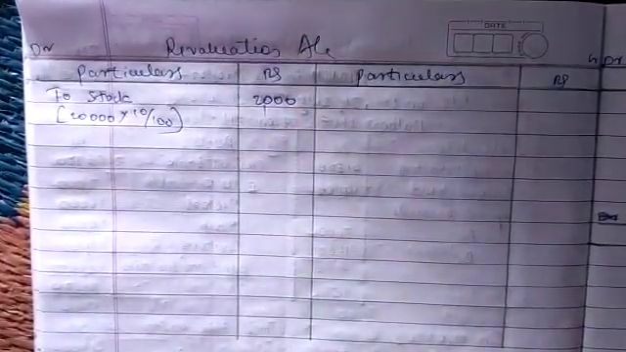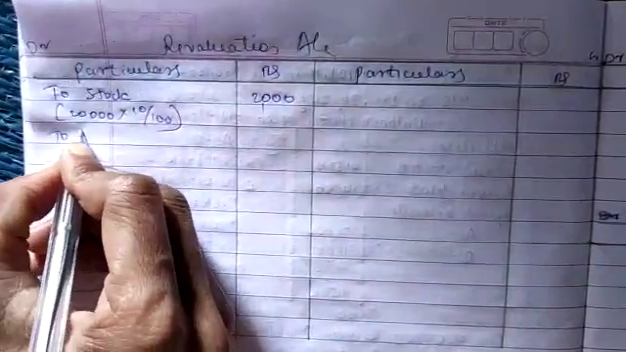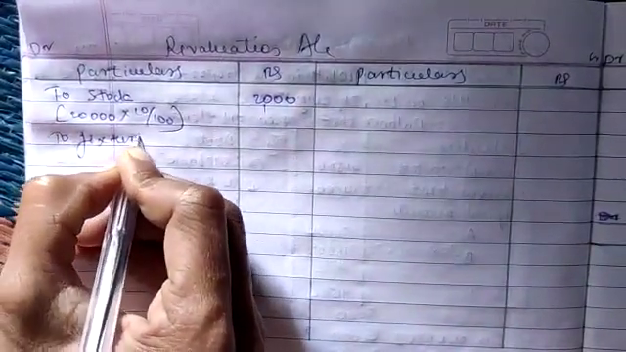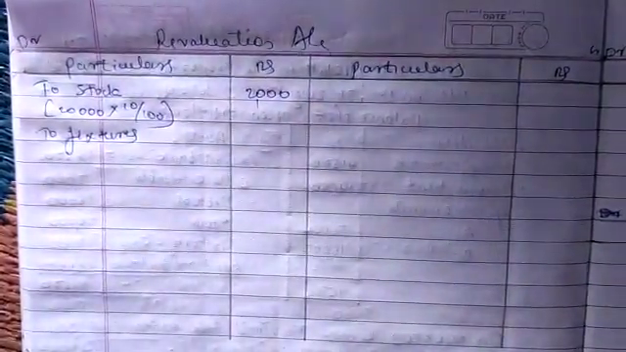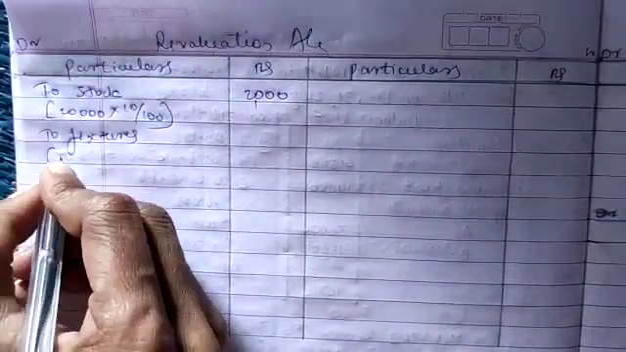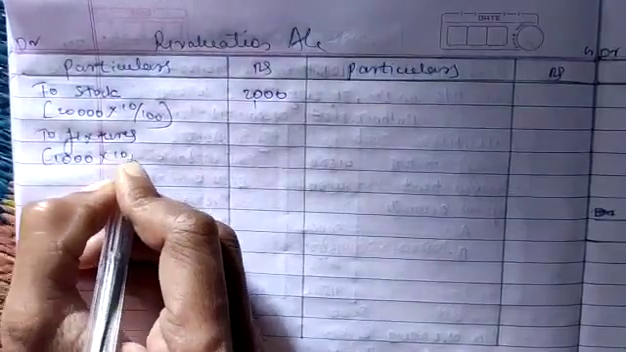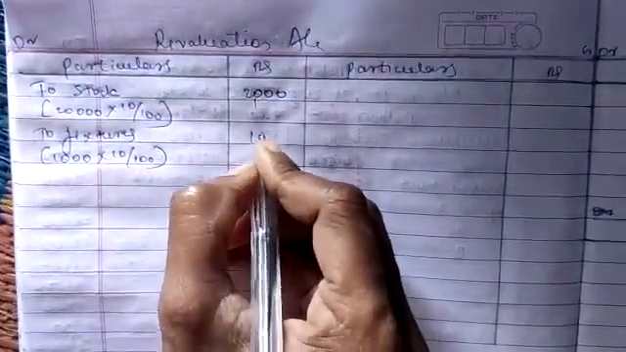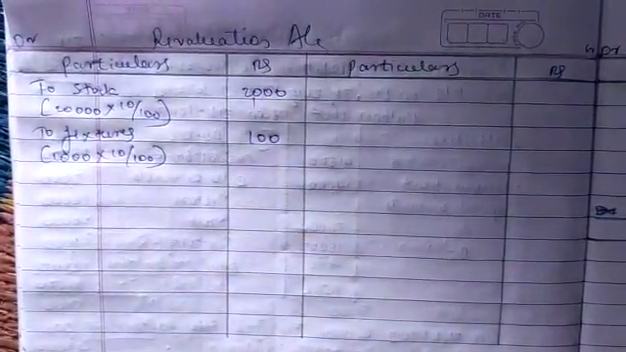Next one, fixtures are also reduced here. Fixtures, how much amount in the old balance sheet? 1,000 is there, 10% reduced. So 1,000 into 10%, it becomes 100. 100 rupees reduced in the fixtures value.